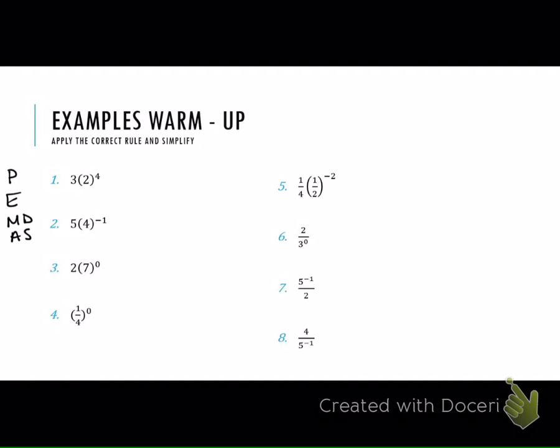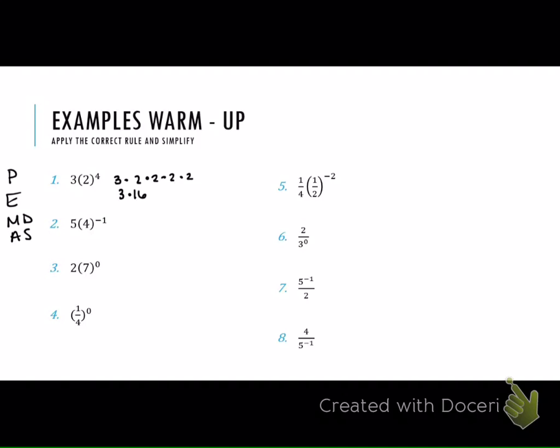So exponents, parentheses we don't have, so exponents first. So that exponent says that we are doing 2 times 2 times 2 times 2, right? So 2 times 2 is 4. 4 times 2 is 8. 8 times 2 is 16. So we have 3 times 16.